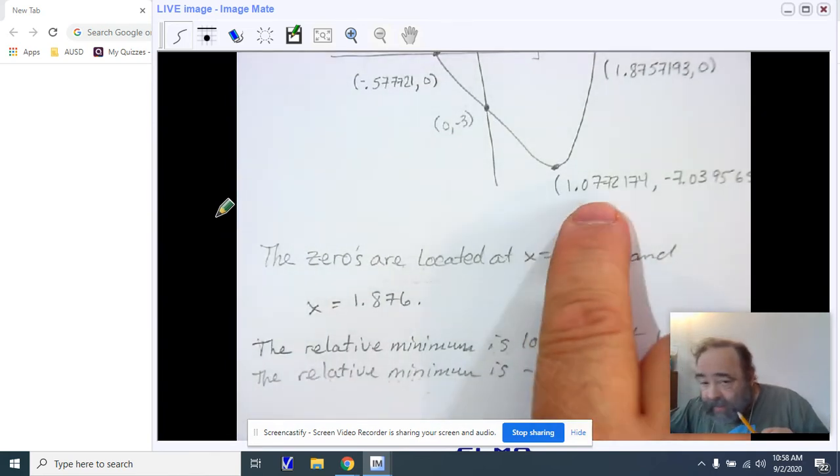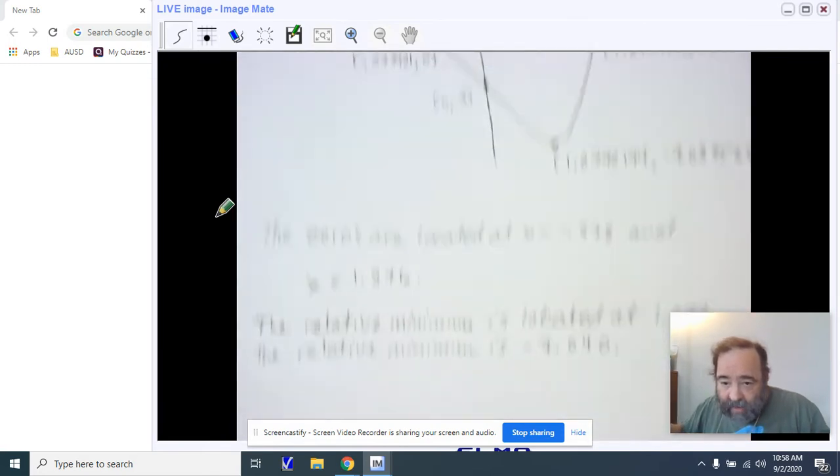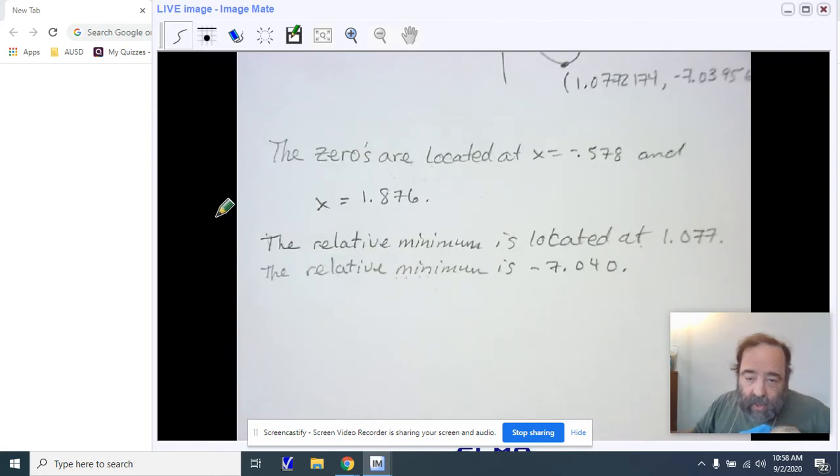Now notice that this is where it is located. This is what the actual minimum is. A minimum is the lowest y value. So the lowest y value on this graph is negative 7.040. I then write down each piece. The relative minimum is located at 1.077 rounded, and the relative minimum is negative 7.040.